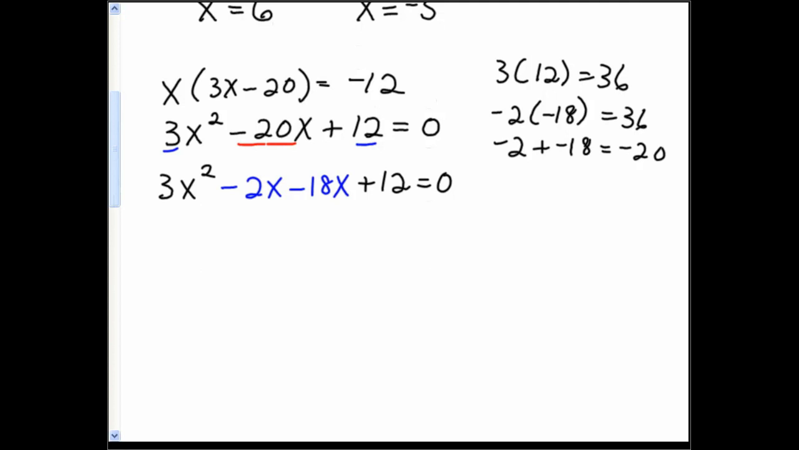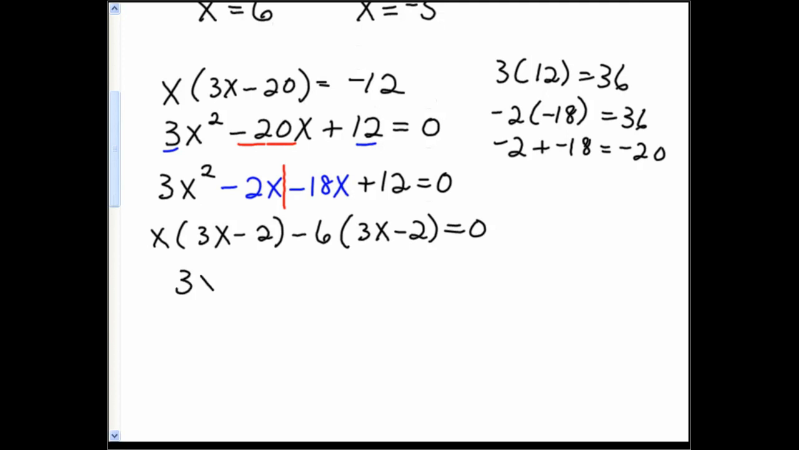Since there are 4 terms, we need to factor by grouping. Looking at the first 2 terms, you're going to factor out an x, and you're left with 3x minus 2. The second 2 terms, factor out a negative 6, and you're left with 3x minus 2. So completing the factoring, it's 3x minus 2 times x minus 6 equals 0.